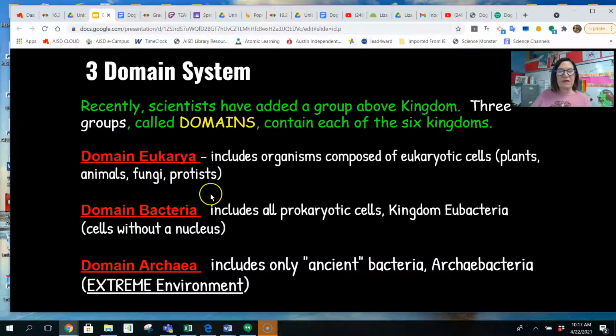All right, and then we have domain bacteria, and these are all the prokaryotic cells in kingdom Prokarya, and they do not have a nucleus, right? And they're just living their good life. And then we have Mr. Extreme here, domain Eukarya, and this includes the ancient bacteria, Archaeobacteria, and they live in those extreme environments. So they get their own little domain.